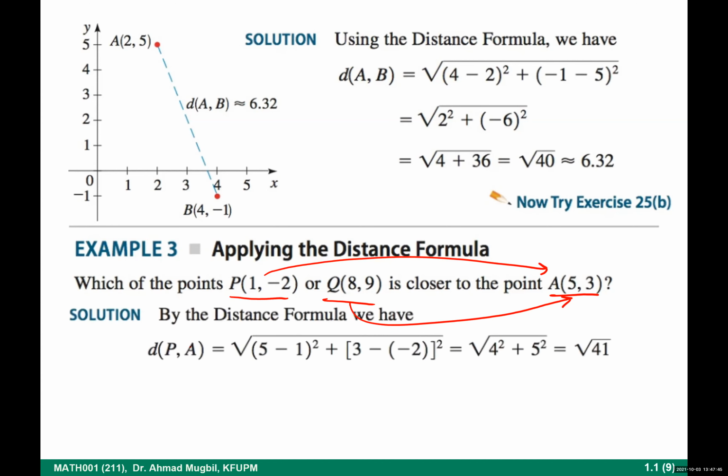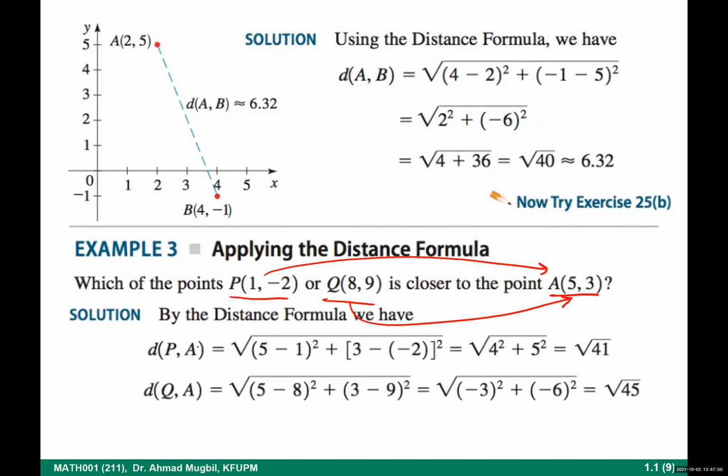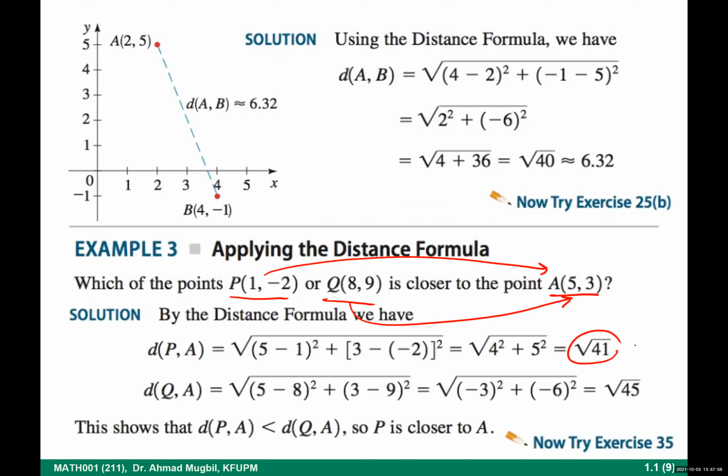So this is the distance between P and A. And this is the distance between Q and A. Which one is closer, Shabab, P or Q? P clearly, square root of 41 is less than square root of 45. Yes. We can determine which one is closer by just looking at the number.